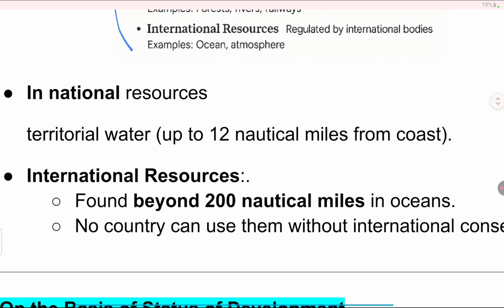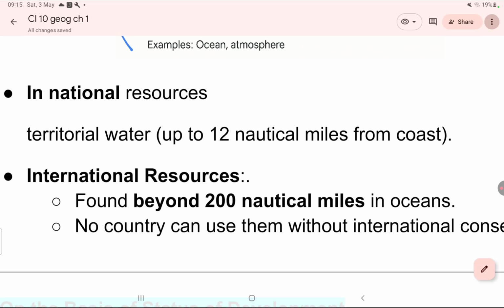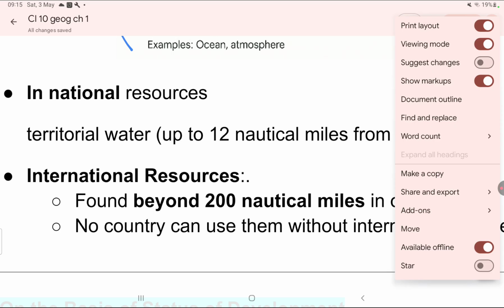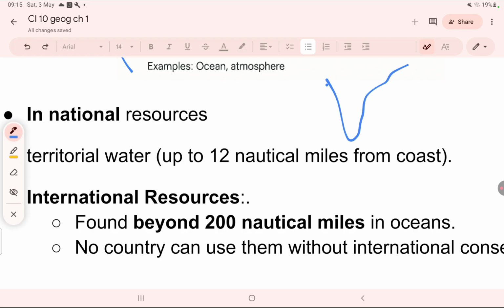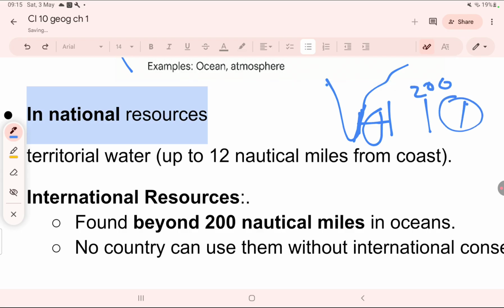There are two concepts of nautical miles. When we consider 12 nautical miles, it comes under the national jurisdiction. It means we can take the example of India. From here, this is the border of Tamil Nadu, that is India, up to 12 nautical miles, we can say it is under Indian jurisdiction. However, if we go beyond 200 nautical miles, this part comes under international jurisdiction. Here international law prevails.